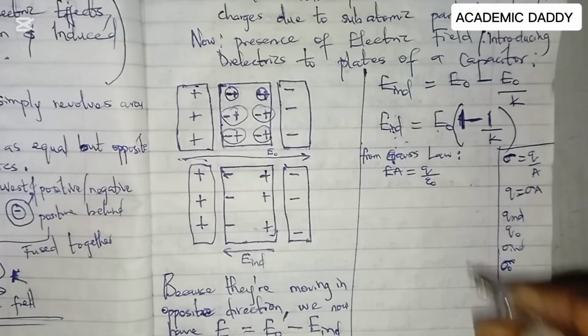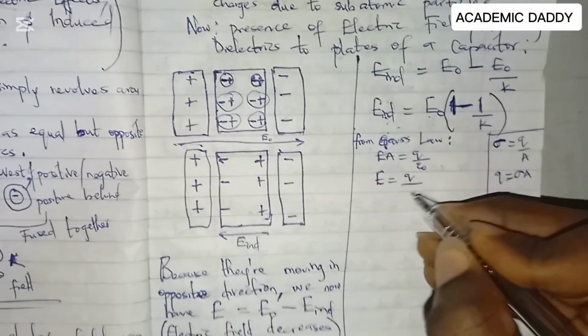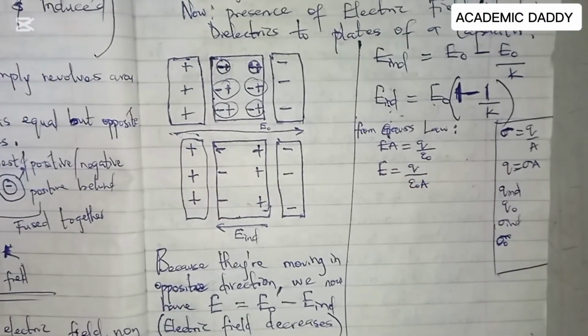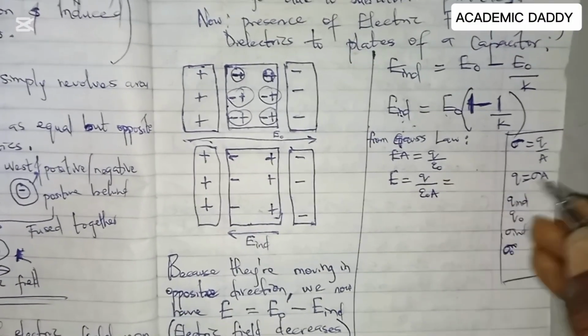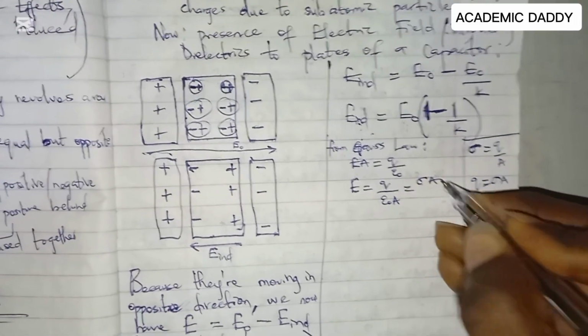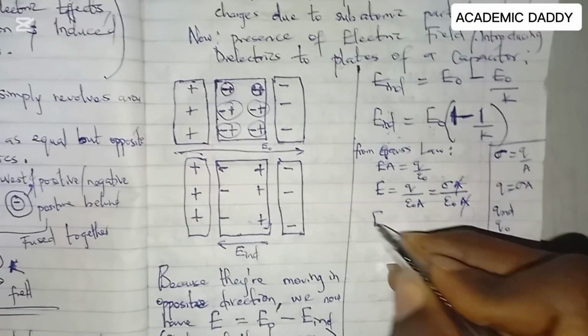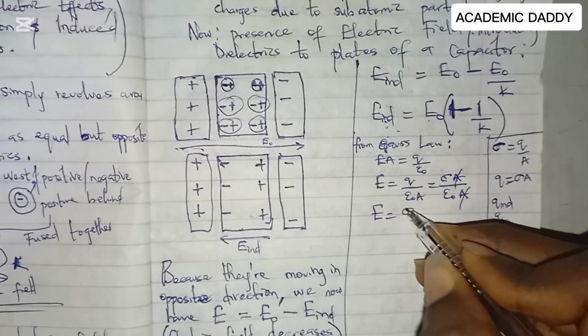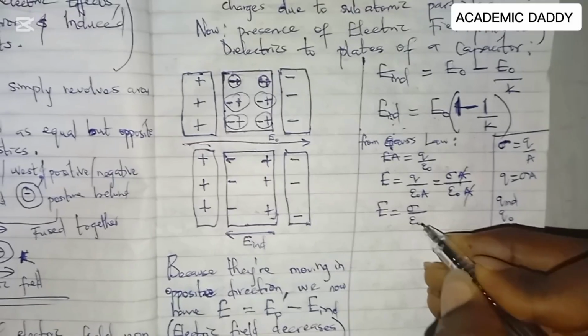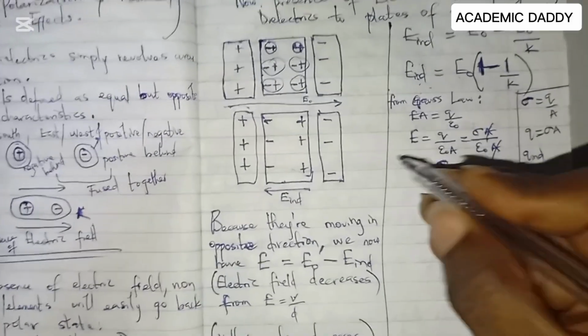So if you do it, you now see that this is going to be E equals Q over E naught A. Now remember that Q is equal to this here, the surface density A. So surface density A all over E naught A, cancel, cancel. So E is equal to surface density over E naught. You now need to remember that everything we have here.